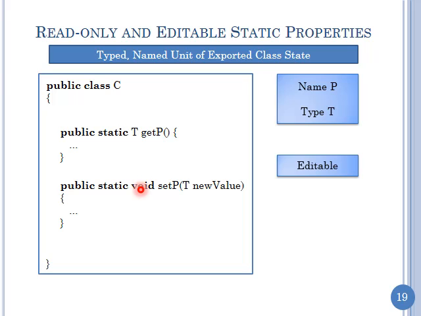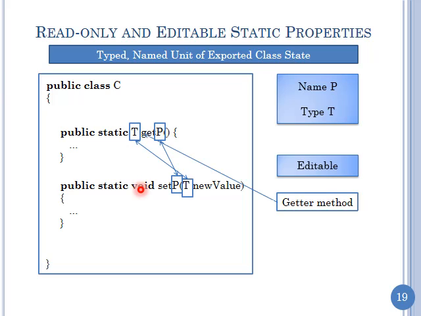Okay. Questions? So these two P's should be the same, and these two T's should be the same. Okay? This is called a getter method. This is called a setter method. Okay? So this is a precise definition.